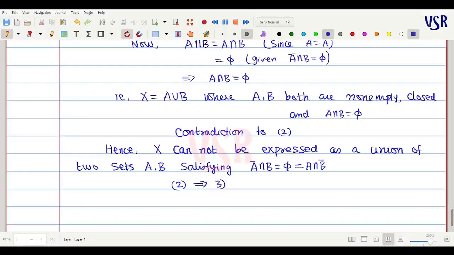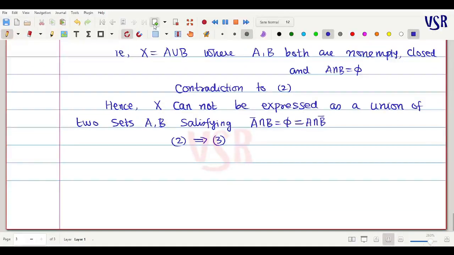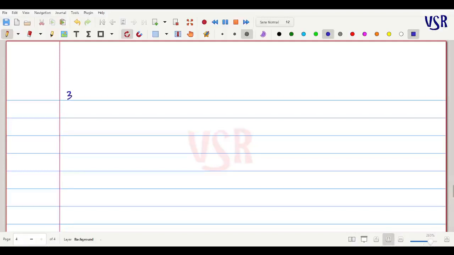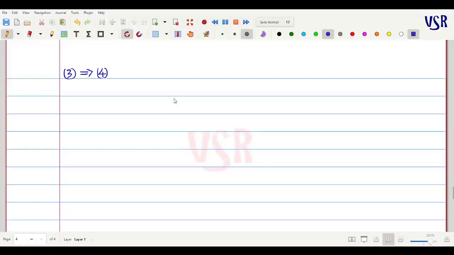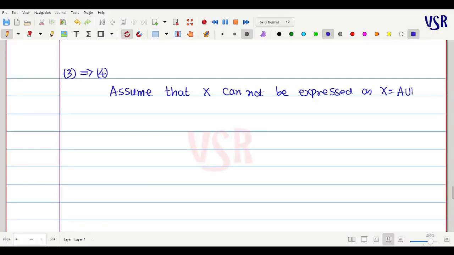Next, what are we going to prove? We are going to prove that 3 implies 4. So let me copy 3 and write assume that X cannot be expressed as X equal to A union B where A closure intersection B is equal to A intersection B closure, which is equal to empty. I assume that it cannot be written like this.